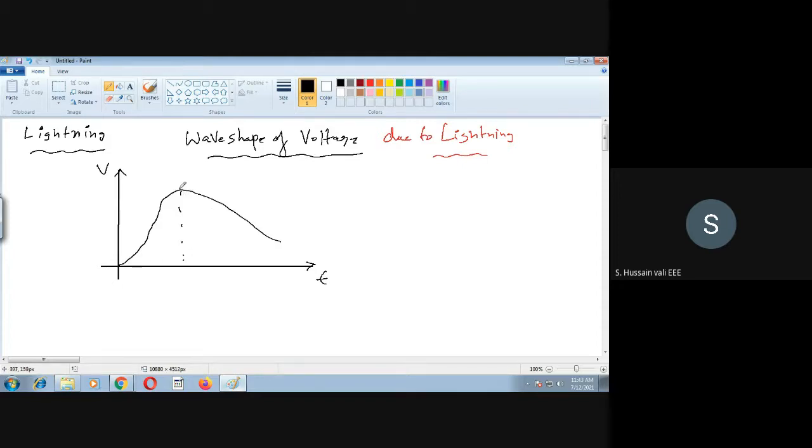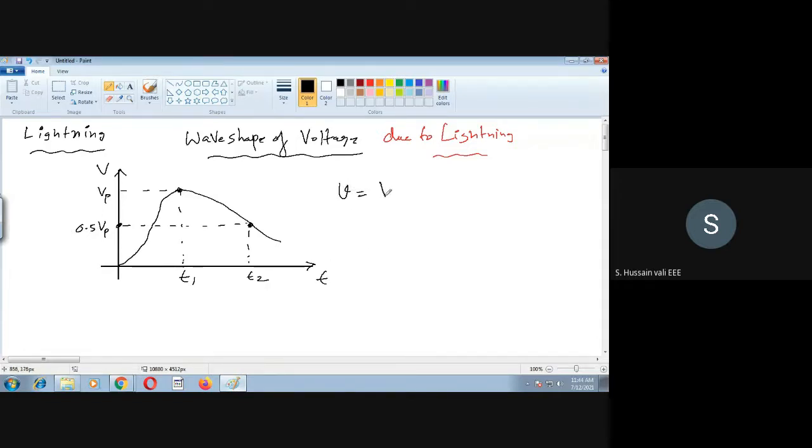This is the peak value of the voltage. You can write Vp, peak value, and this point is 0.5 Vp. That is 50% of the peak value. Now this time you call as T1, whereas this time you call it as T2. So the graph will be something like this.